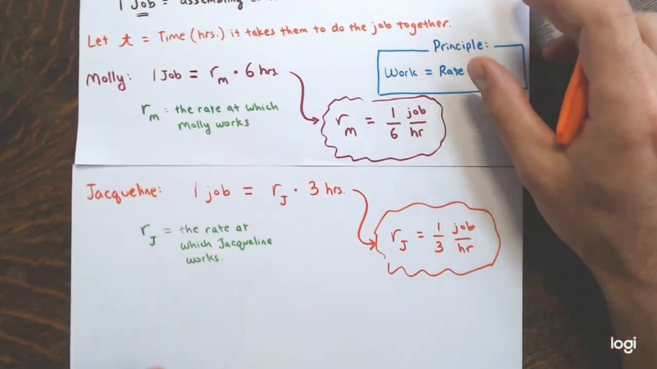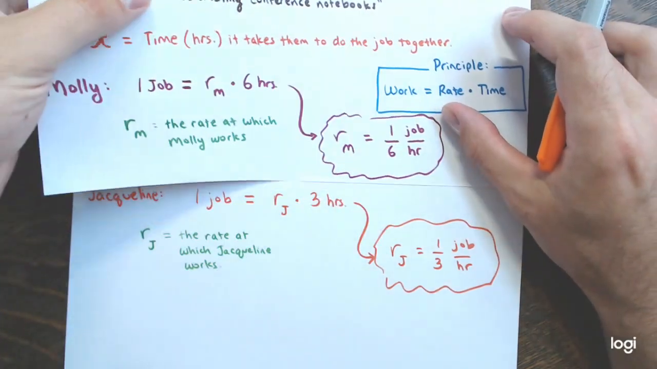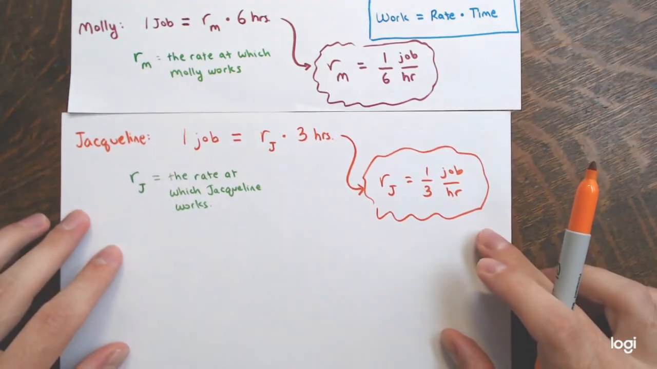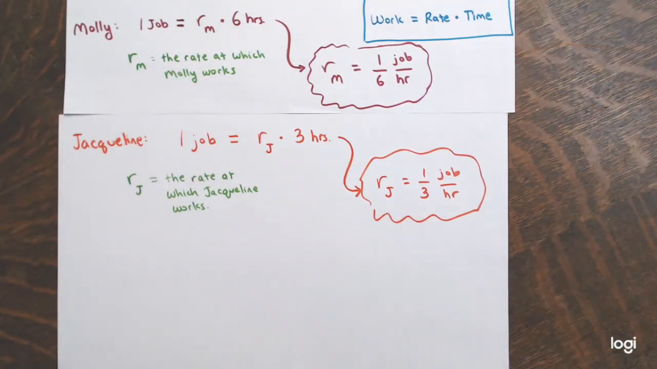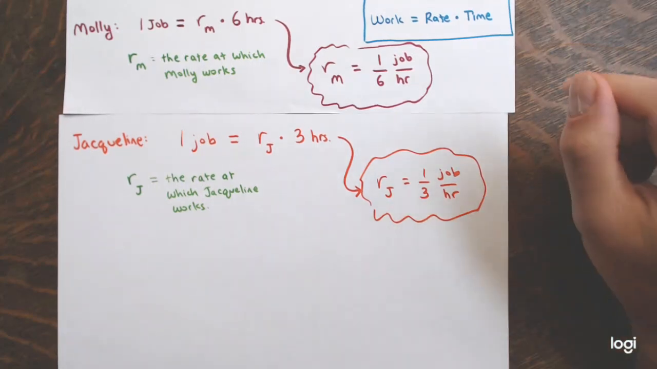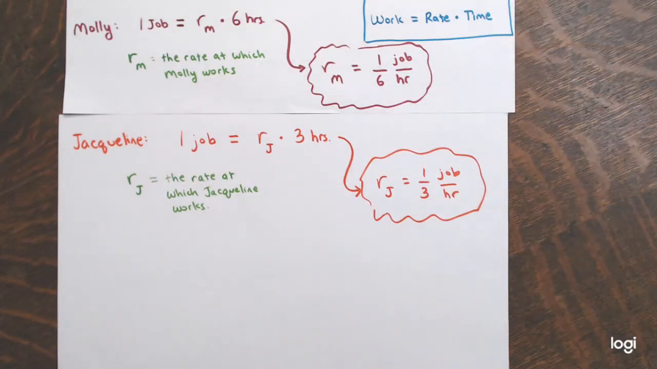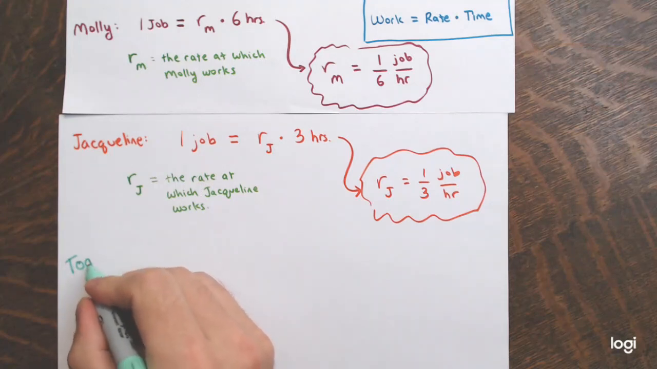Okay. So that's the rate at which Molly works, right? 1/6 of the job per hour. That's the rate at which Jacqueline works, 1/3 of the job per hour. Now we can talk about, finally, what if they worked on the job together? All right, so here we go. New line where we talk about them working together.